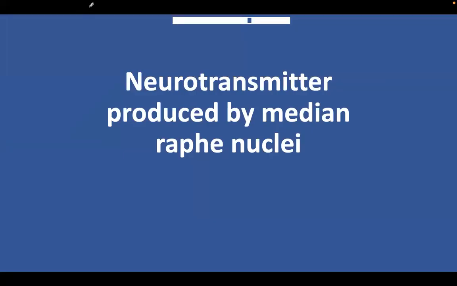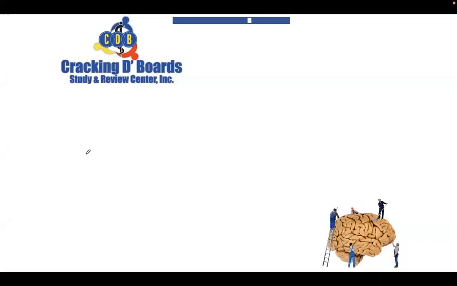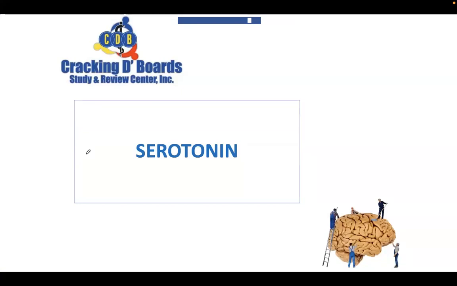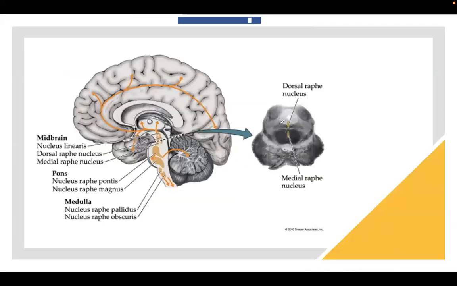Now, the neurotransmitter produced by the median raphe nuclei. What is the neurotransmitter produced by the median raphe nuclei? So it is serotonin. Serotonin is the neurotransmitter produced by the midline raphe nuclei. So here, this is the median raphe nuclei, a very, very important part of the midbrain.